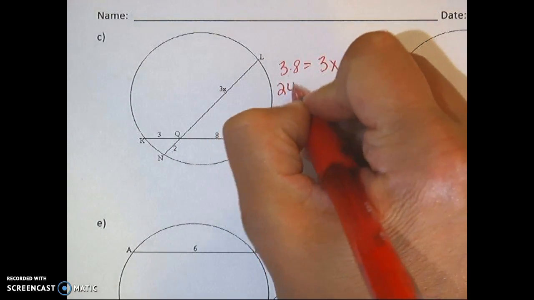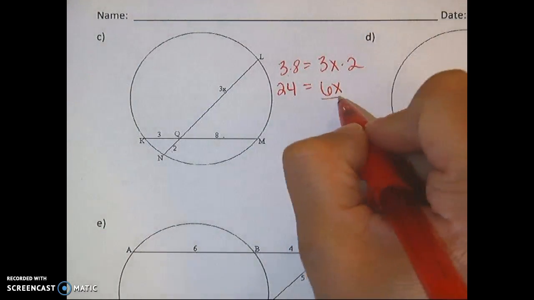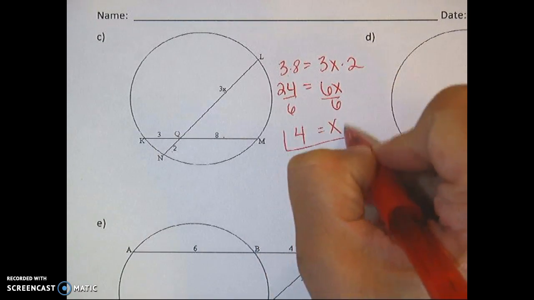3 times 8 is 24. 3x times 2 is 6x. Remember, you can multiply the coefficients. Divide by 6. You get x equals 4.